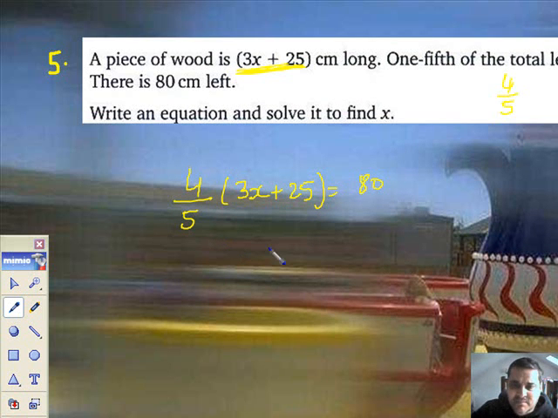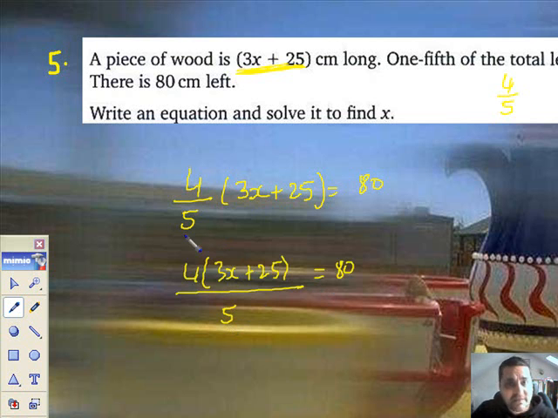So let me just write this in a better way. I've got 4 bracket 3x plus 25 divided by 5, just in case you missed that, comes to 80. Alright, now if it's all divided by 5, because it's 4 times that and then divide by 5, again I've got my denominator which I can simply take over and multiply. So let's just break open the bracket here, multiply out.